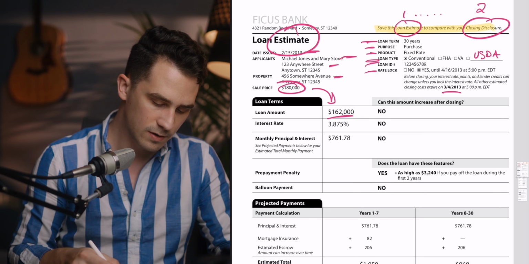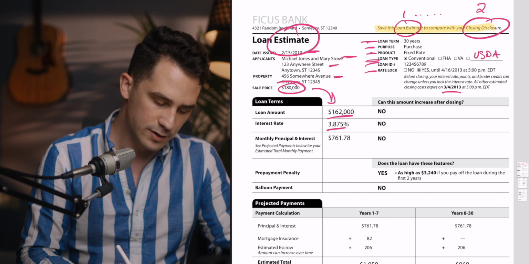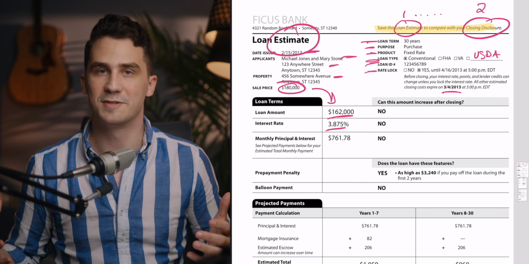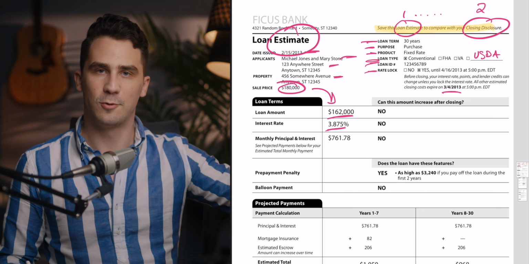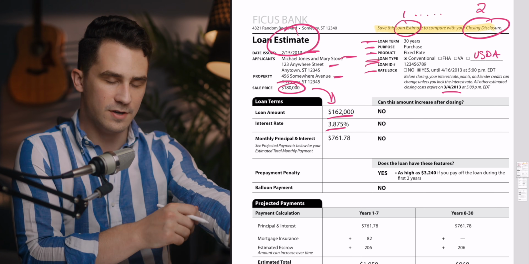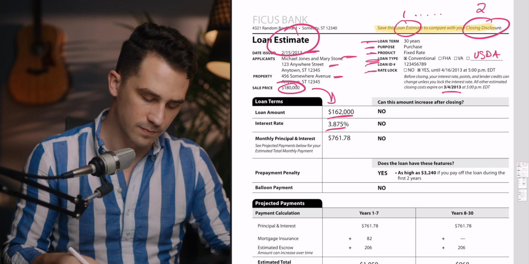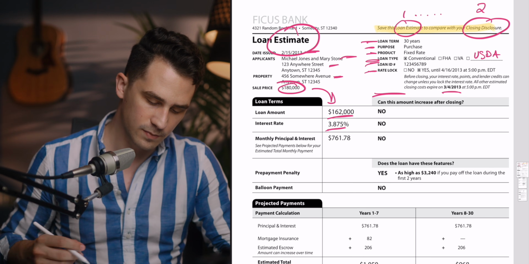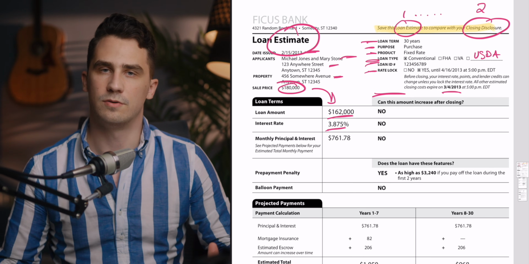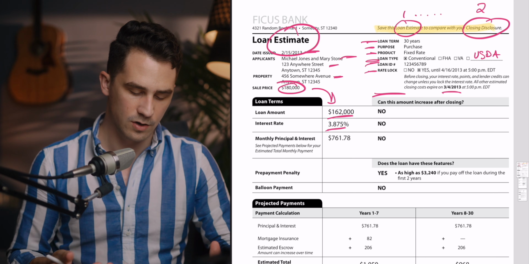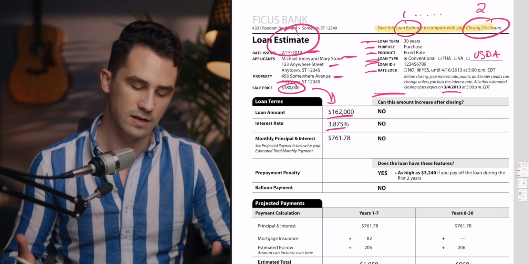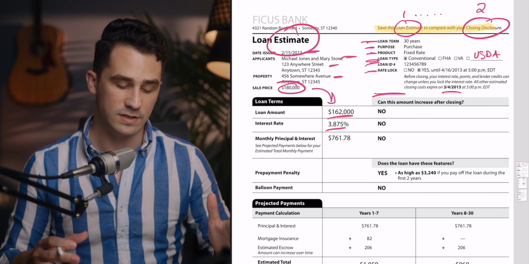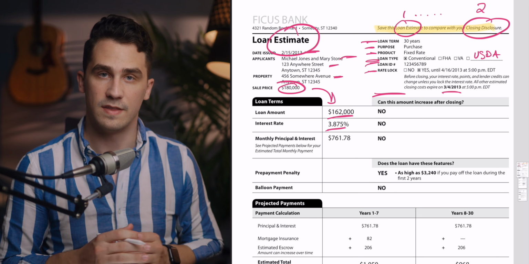Okay, so we covered our loan amount. We also have our interest rate here. This is one of the big numbers that most people are focused on. So we see 3.875. This is an older loan estimate from the CFPB, so we're going to see some higher rates on here. Something interesting about this second column, can this amount increase after closing, is really helpful to look at as well, right? Our loan amount cannot increase after we close. That's great. Interest rate cannot increase after we close. If you had something like an adjustable rate mortgage, that might be the case there.